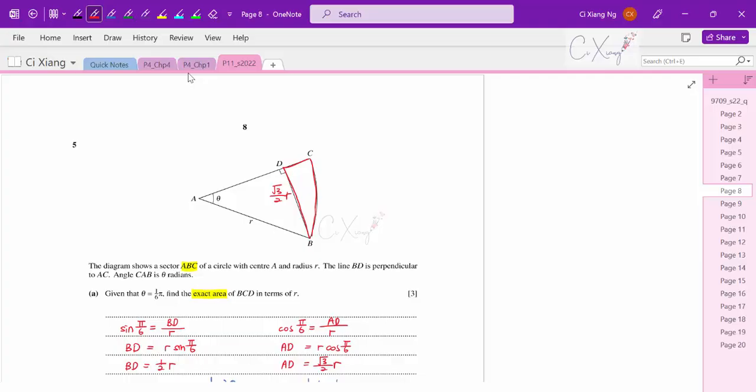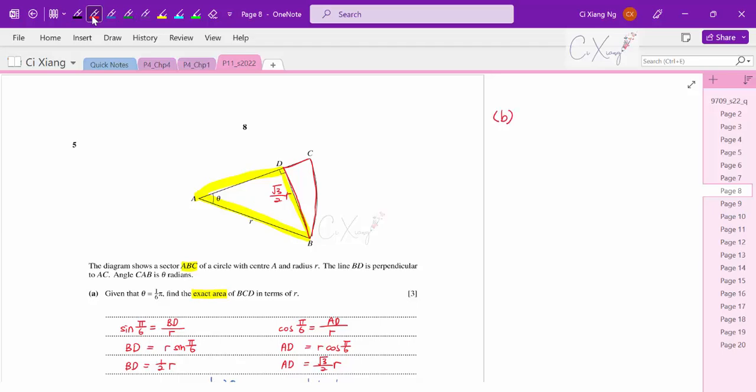Okay, so now for part B, I will write the solution here so that you can see the diagram clearly. Again, I will use the right angle triangle to help me figure out the data first. So from here, part B.